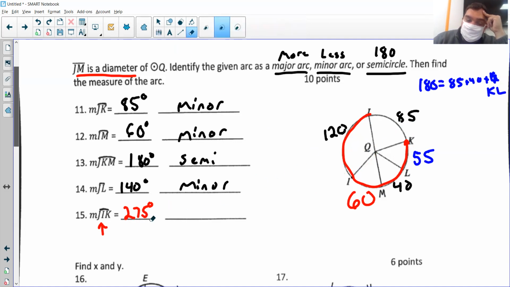Yeah, I'll trust my past self. 295. And then because that's bigger than 180, that's a major.